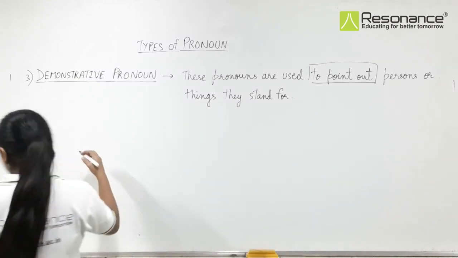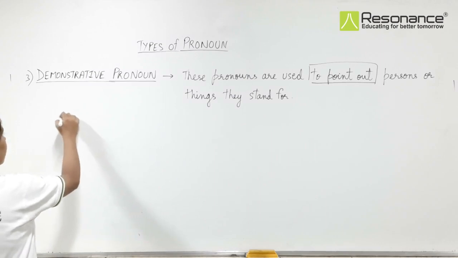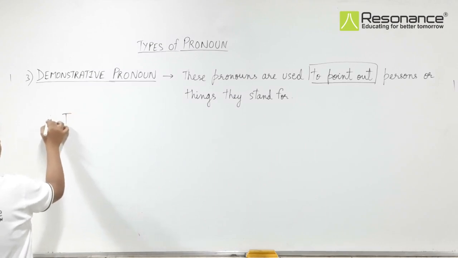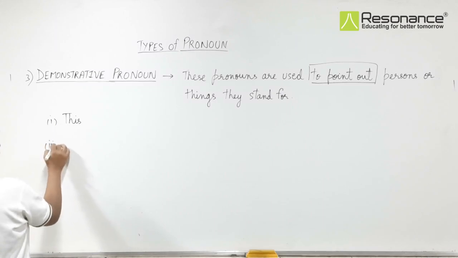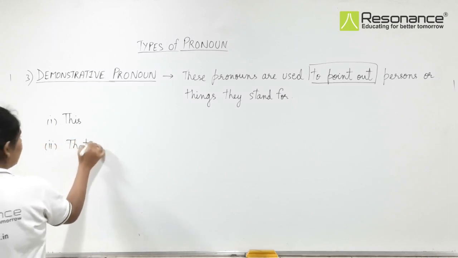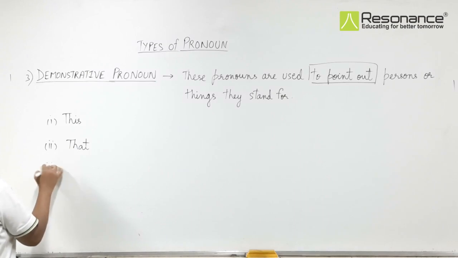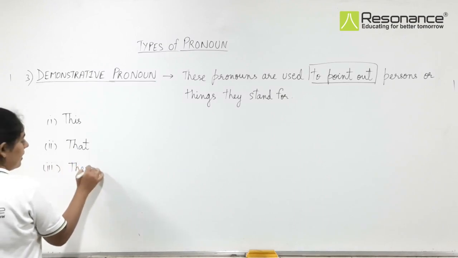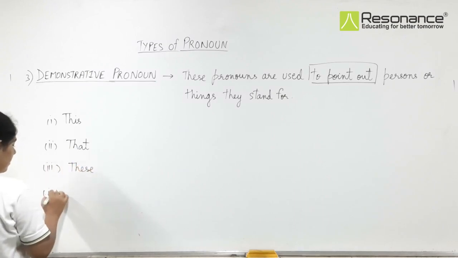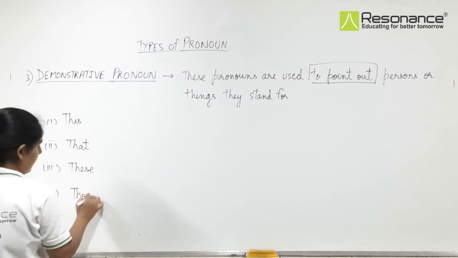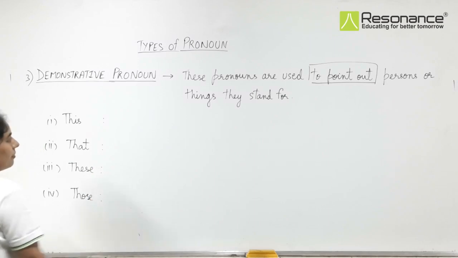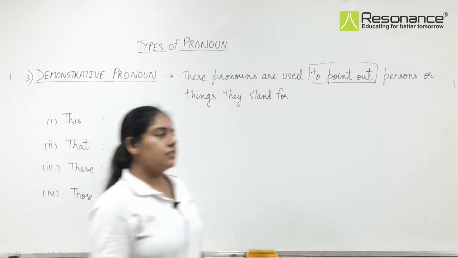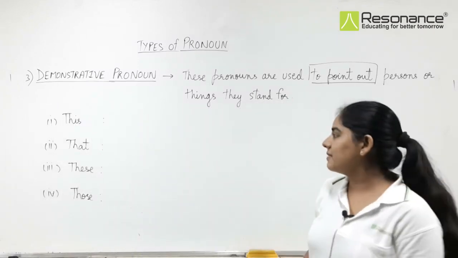Now what are the categories under demonstrative? Let's have a look. The first category is this, the second category is that, the third category is these, and the fourth category is those. Now what is the difference between these? अब इनमें difference क्या होगा? This, that, these and those. This में क्या होता है?